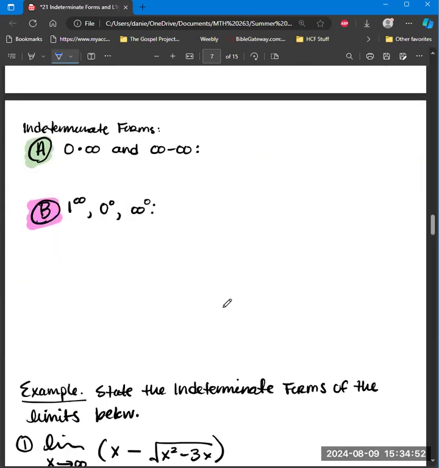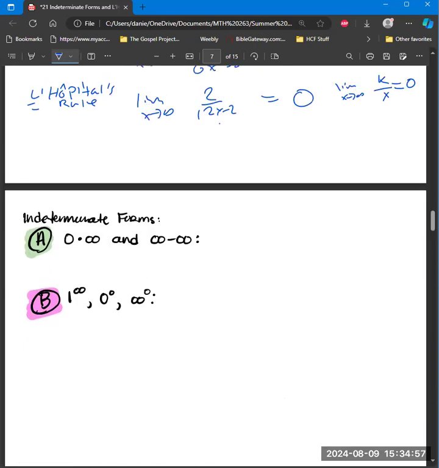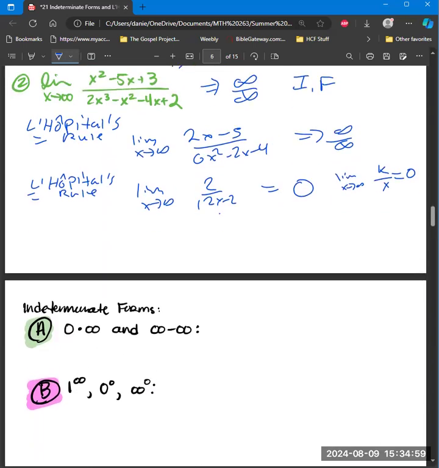All right, now there's other types of indeterminate forms that we're going to talk about here.